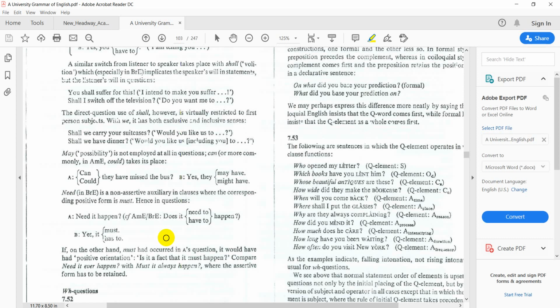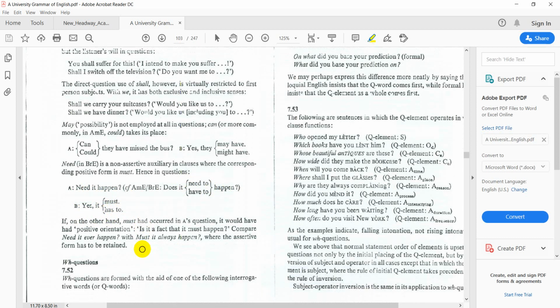In American English or British English, if it comes as a lexical form, then if I want to ask, I have to bring the verb to do. If it is a lexical form, does it need to happen? Does it have to happen? Here, need is a lexical form. It is not an auxiliary modal. If it is an auxiliary modal, we ask by it. So the answer will be yes, it must. Yes, it has to.